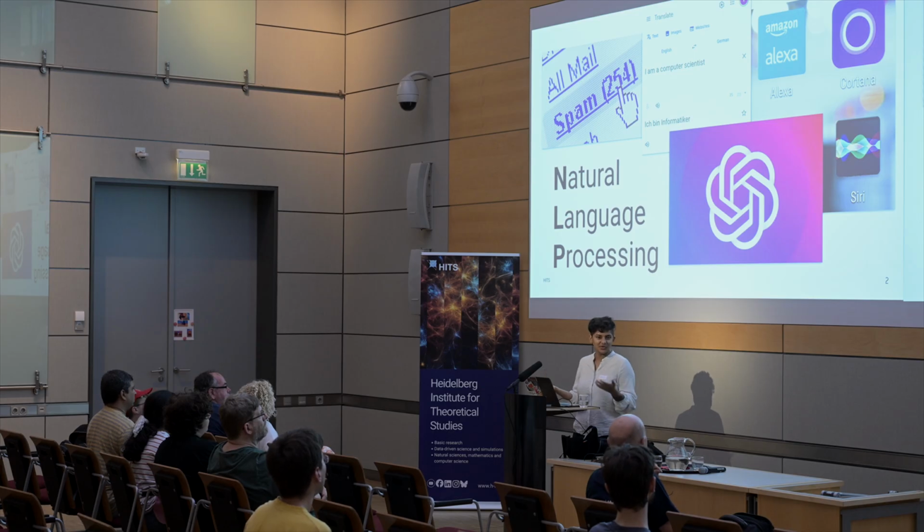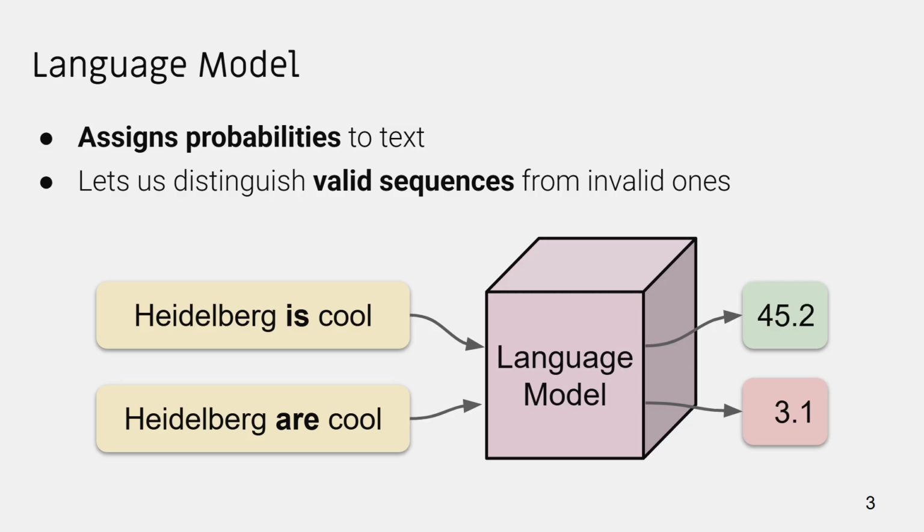But today, of course, you're here to hear about language models. So let's talk about what a language model actually is. It's actually quite simple. It is simply a model, a box. You don't need to really know what's inside. But what it does is that it assigns probabilities to text. And this allows us to distinguish valid sequences, which generally have higher probabilities, from invalid ones, which generally are improbable.